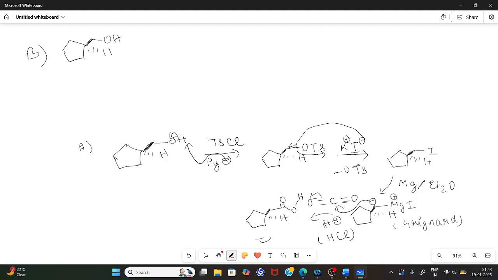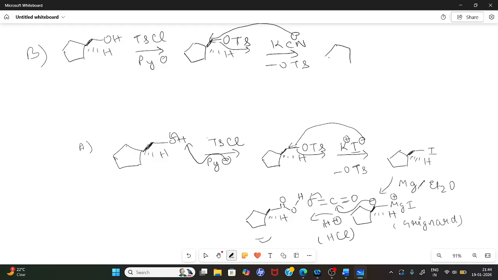tosyl chloride in presence of a base. The sequence stays the same, that is your tosylate conversion. Followed by that, instead of KI as in the first case, you are adding KCN. Same sequence of reaction, just with a different nucleophile. So you are converting it into a cyanide, CN, the nitrile group.